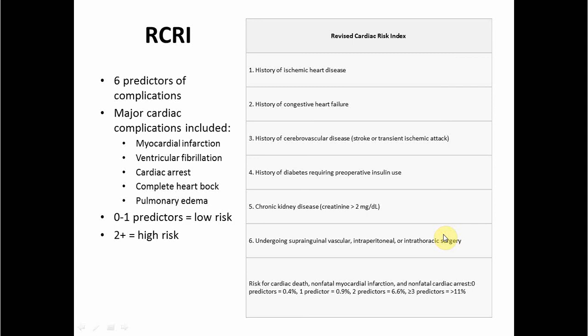For whom should we calculate these risk indices? I repeat, this should be calculated for patients who will undergo high risk surgery with poor functional capacity, less than 4 METs. Okay.